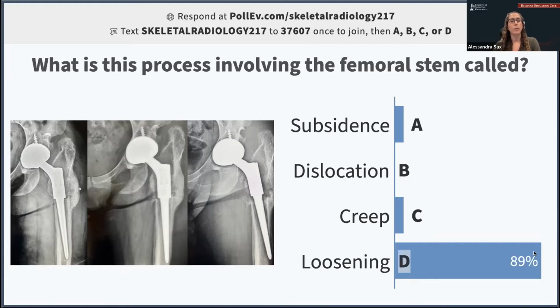And then creep actually involves the acetabular component. And so this is the case of loosening. So the acetabular component here looks fine. The femoral stem isn't sinking into the femur. It's just there's all this lucency surrounding the prosthesis, which is now progressively tilting towards the lateral cortex of the femoral diaphysis and then breaches the cortex.